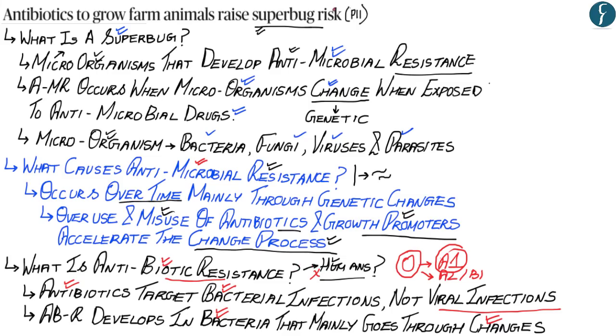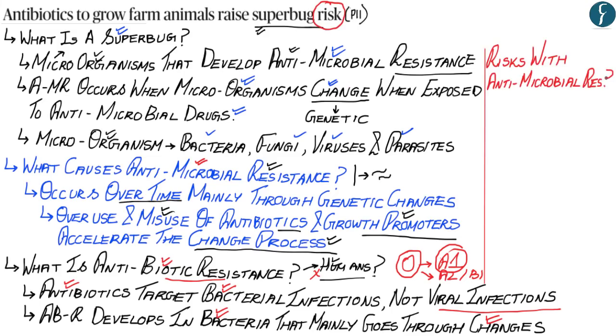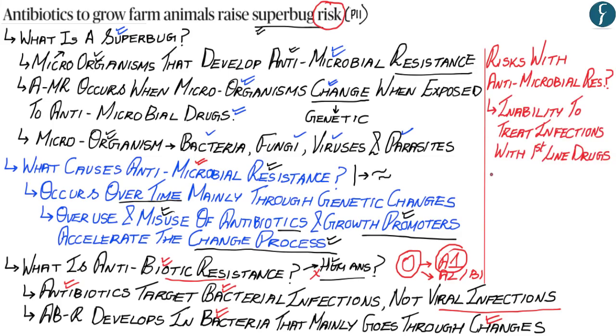And now the last aspect that you should understand is what are the risks with antimicrobial resistance. The first risk associated with antimicrobial resistance is that it leads to the inability to treat infectious diseases with already established medicines. And the second major risk with antimicrobial resistance is that it increases the cost of healthcare. So now hopefully up till here, you also understood the two major risks that are associated with antimicrobial resistance, wherein the first risk is that it leads to the inability to treat infections with first line of drugs.